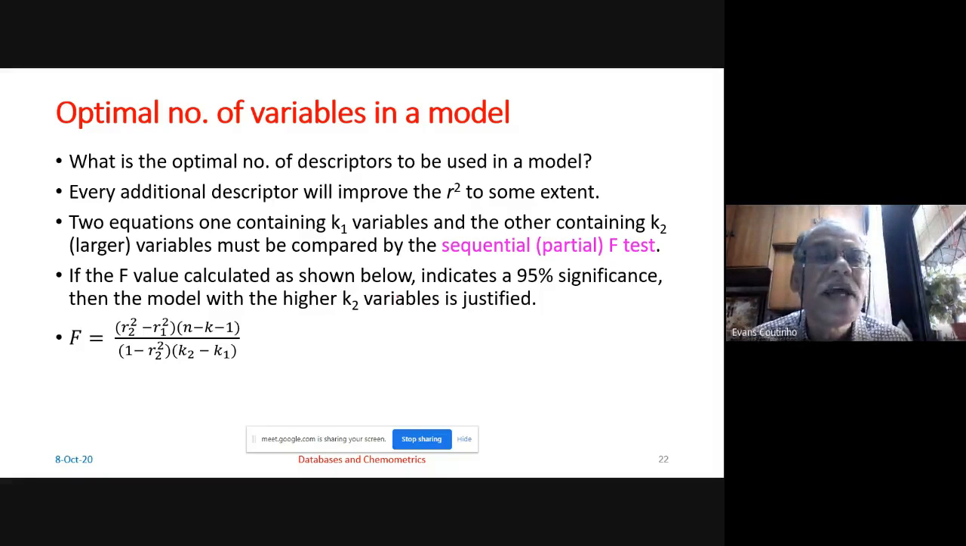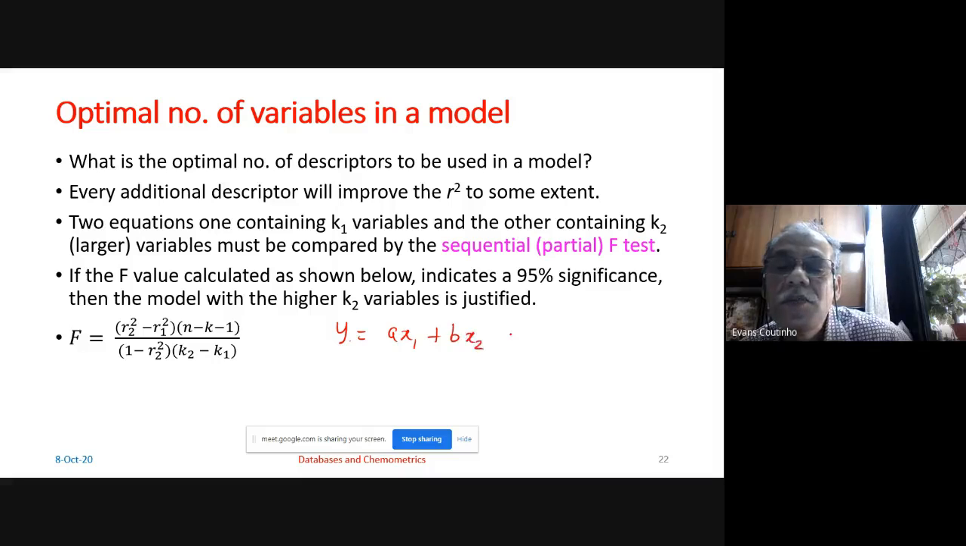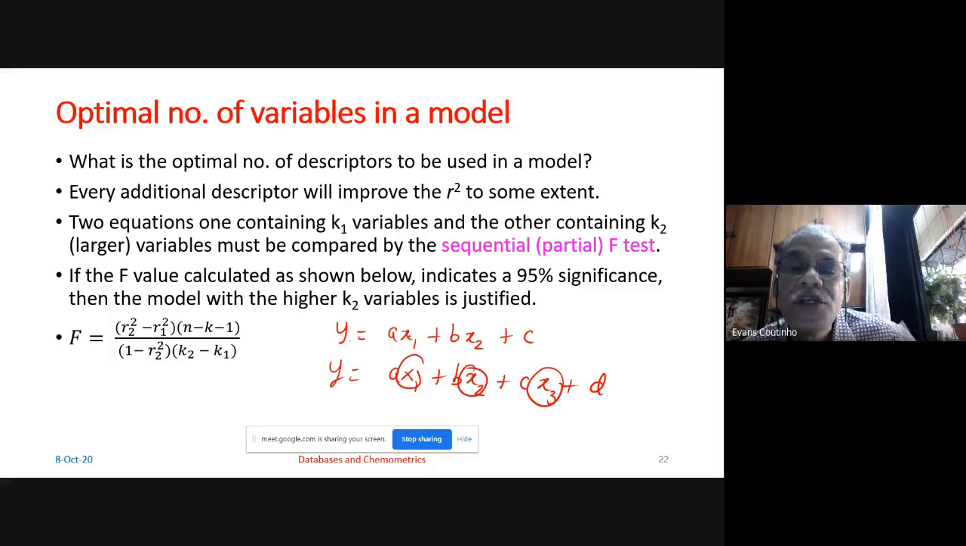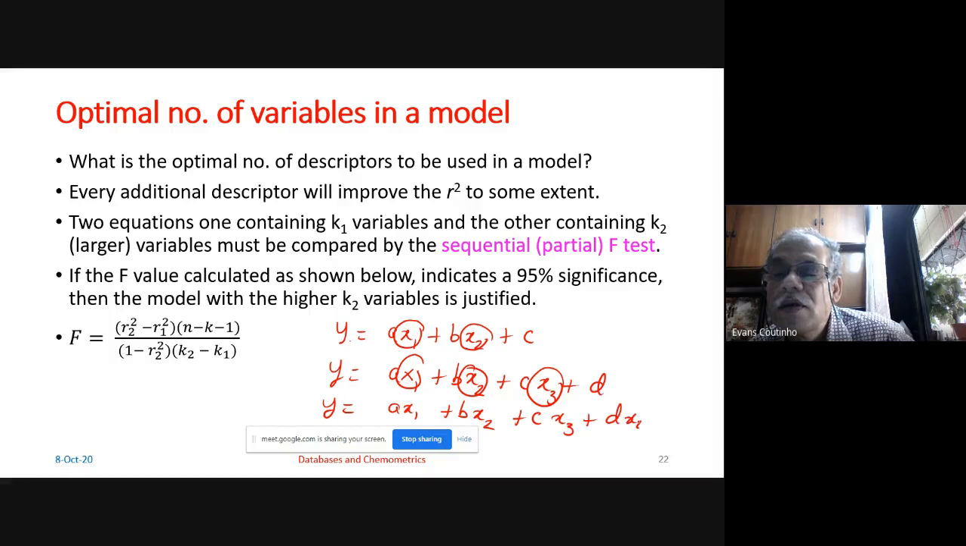I'll skip bootstrapping here. I'll come to some aspect about the number of variables. Many times in regression, we would like to develop an equation a x1 plus b x2 plus c. Somebody will ask, hey, why not develop another equation with a x1 plus b x2 plus c x3 plus d? Why are you satisfied with an equation with only 2 variables? Why not add another variable? Then I can still add. Why not develop another equation with 4 variables? Would this equation not be better? There is no end to the number of variables that we can add to develop a regression equation.